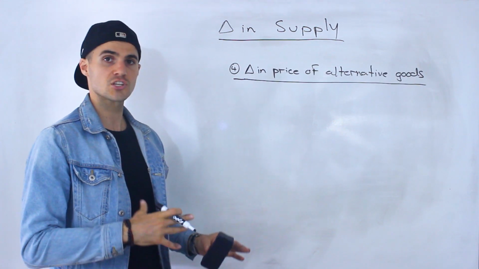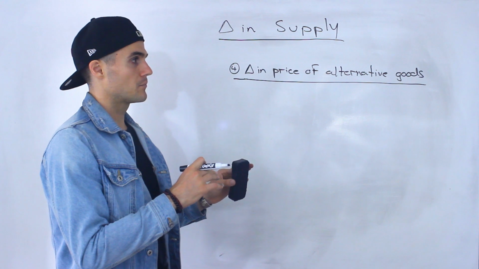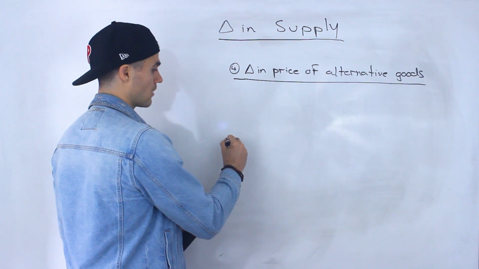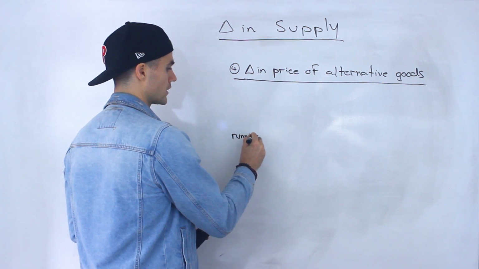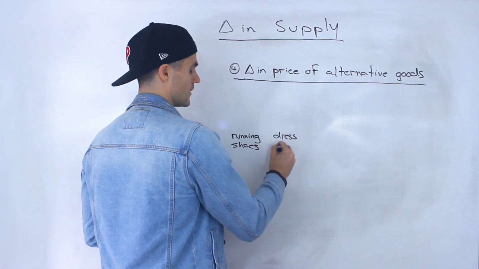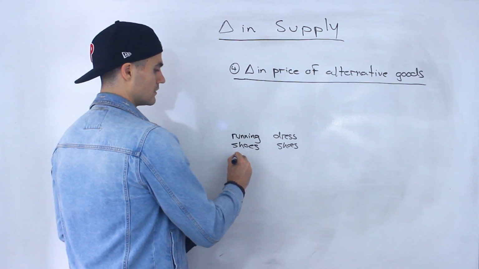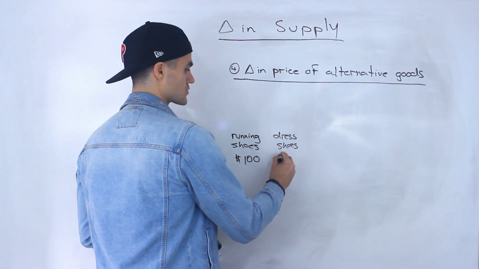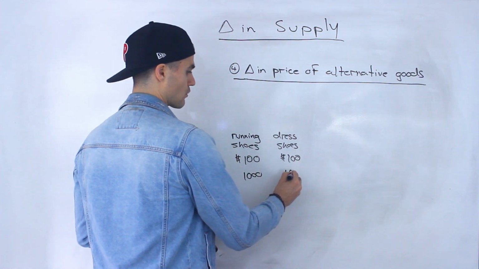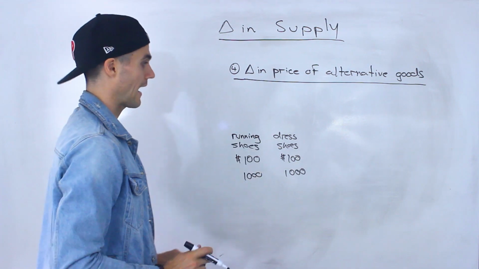The fourth factor is a change in the price of alternative goods. And alternative goods are basically other goods that you could produce as a producer. So let's say that right now you produce running shoes. Let's say that you can produce running shoes or dress shoes. Either or, doesn't matter. And let's say that currently running shoes are selling for 100, dress shoes are selling for 100, and you're producing 1,000 running shoes and then 1,000 dress shoes. Right? So you're splitting up the resources in half.